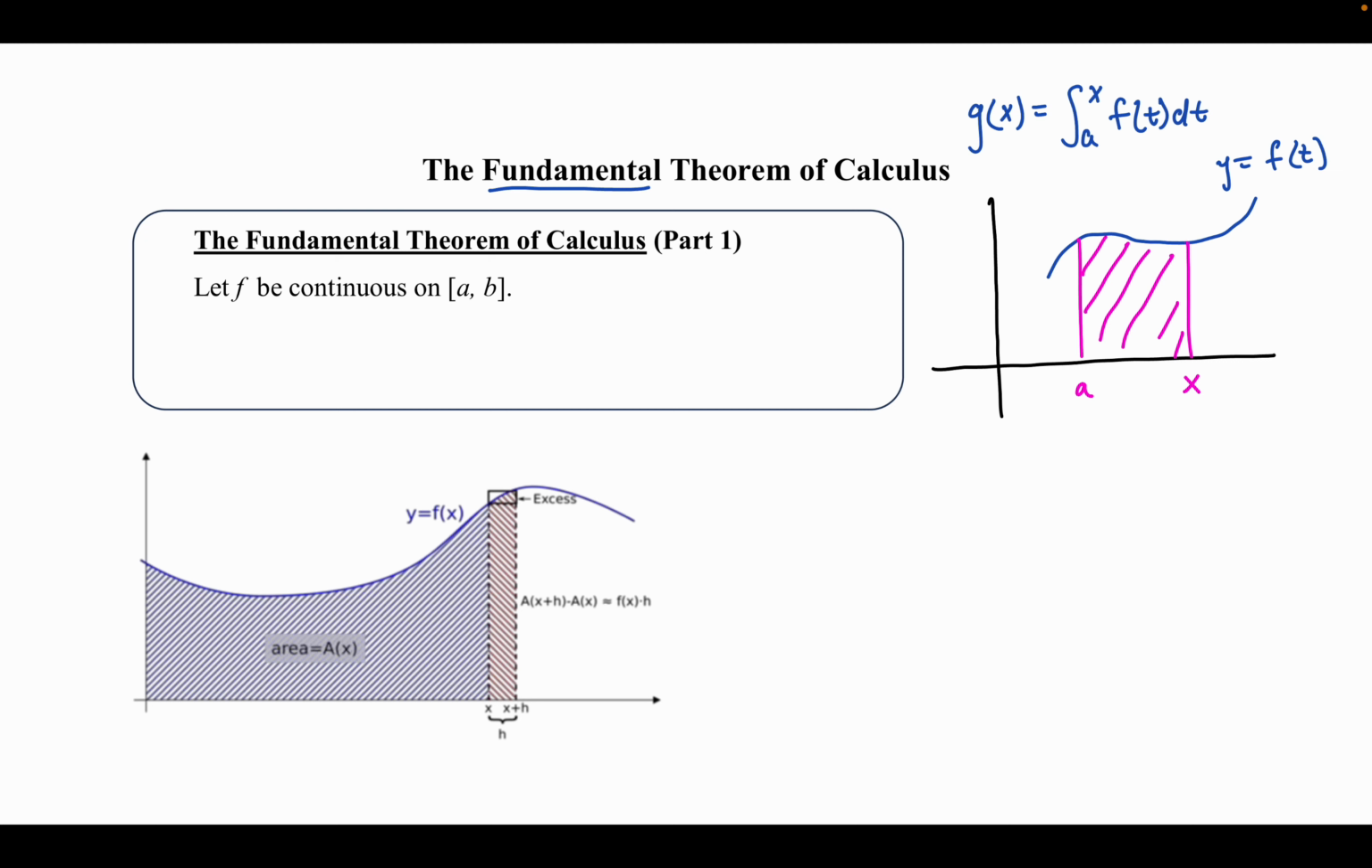The fundamental theorem of calculus, part 1, says that if g of x equals the integral from a to x of f of t dt, so g of x is the function that gets me the area under the curve for a changing upper bound, then if I take the derivative of that function, essentially the derivative of that area function, you actually just get f of x.